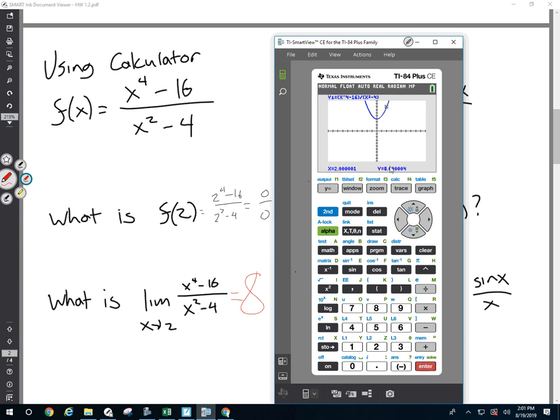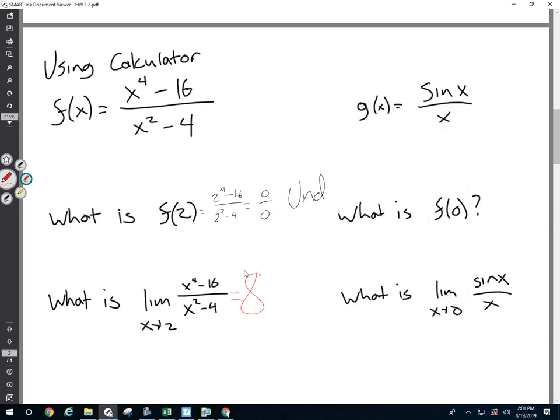2.000001. Very, very close to 8. So yes, from the left and from the right, we're approaching the same value, which is 8. So I do not have a function value, but I do have a limit. I should probably keep this up for the key.